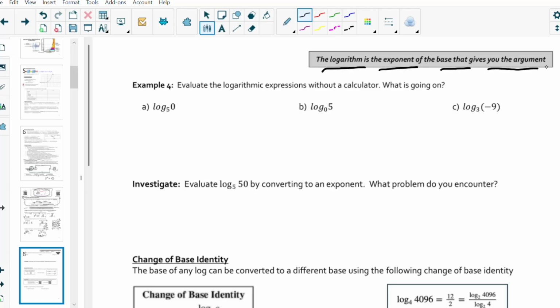Example 4. Logarithm is the exponent of the base that gives you the argument, over and over again. Going to haunt you in your dreams, okay? I'm going to keep putting that on there. Evaluate the logarithmic expressions without a calculator. Log base 5 of 0. If we think about our properties of logarithms, I take the base, apply an exponent, I get 0. Is there any way I can apply an exponent to 5 and get 0? No, right? Try it. There's nothing. So this is undefined. This is not allowed.